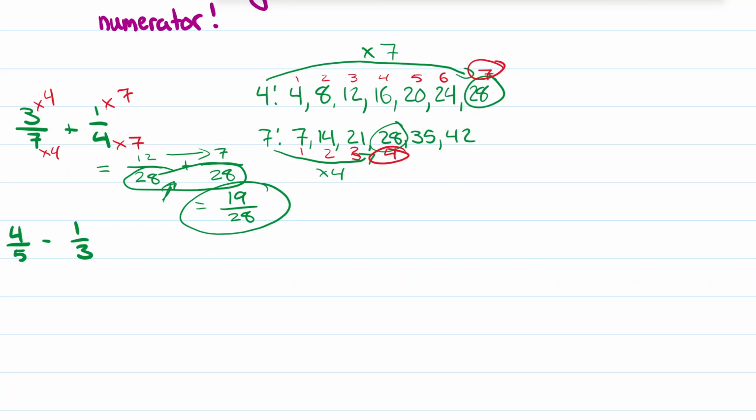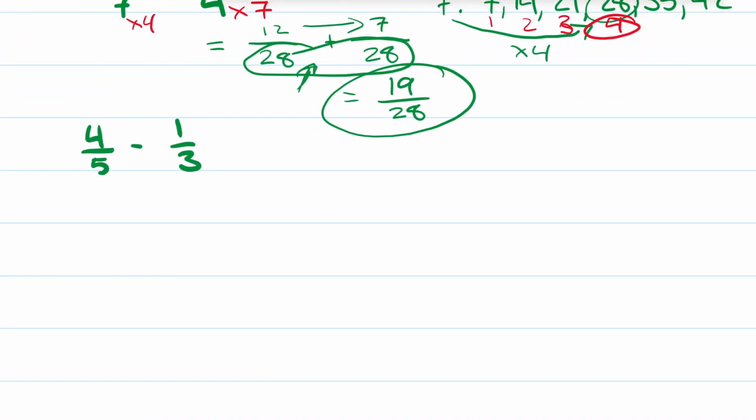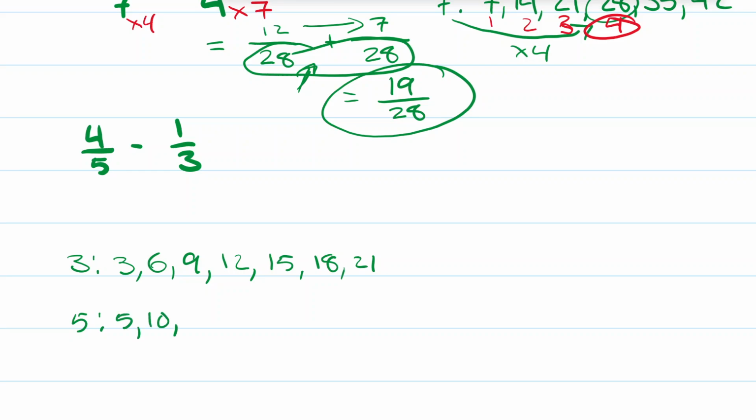Okay, let's try 4/5 minus 1/3. So we need to, again, find a common denominator for 5 and 3. So we list out our multiples. For 3, it's 3, 6, 9, 12, 15, 18, 21. And for 5, you have 5, 10, 15, 20, 25, 30, and 35. We take a look. We look for the common denominator, and that'll be 15.